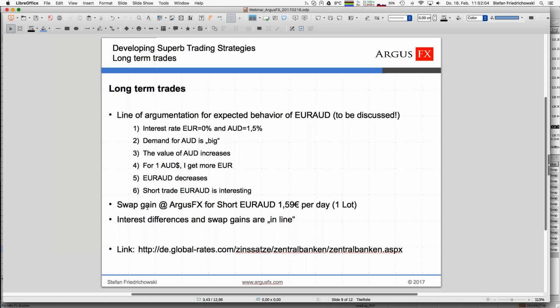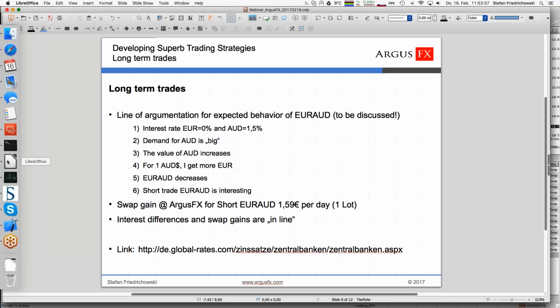Looking at the swap gain, the swap profit for a short trade on euro Australian dollar, hey, exactly for that forex pair, we find a quite positive profit per day out of swaps. Hey, that's interesting. And now the question is, is that true for others as well? And what does it really mean? And I've done something quick, which is astonishing.